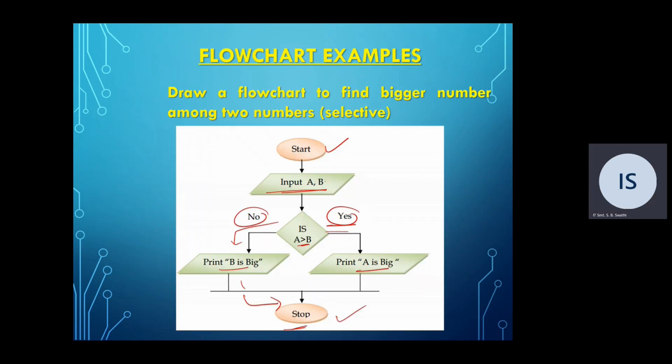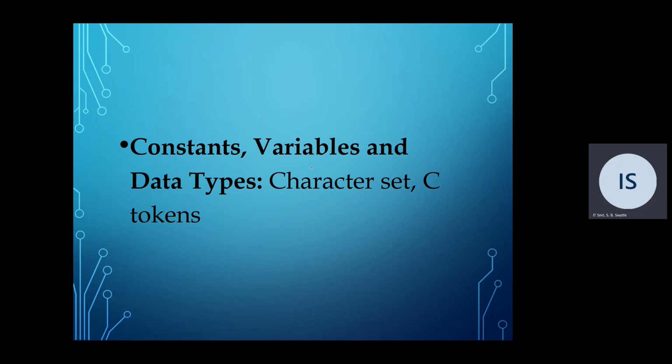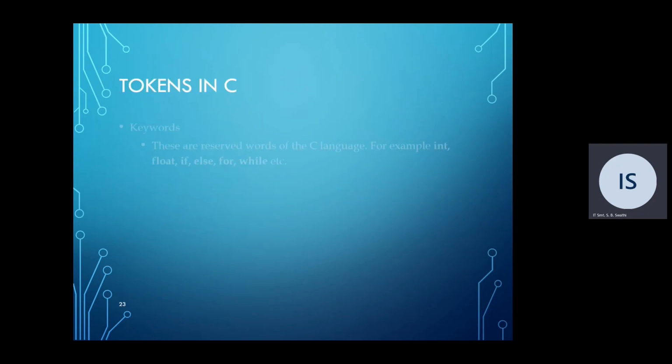So this is all about the flowchart, students. Next, we have constants, variables, and data types.